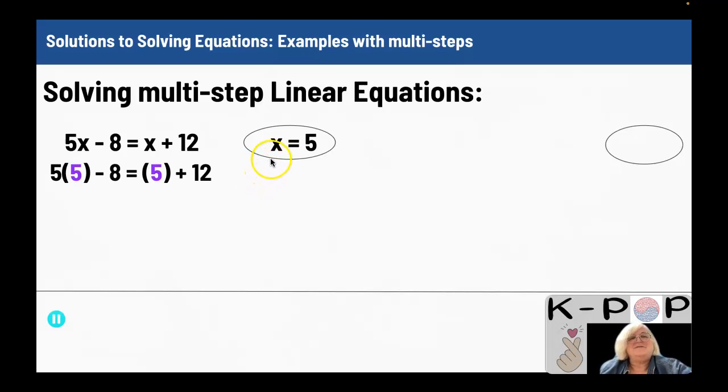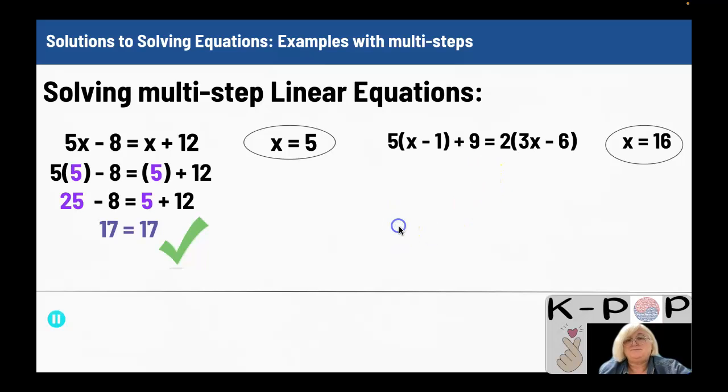Okay, I plug in the 5 into the x, and I have 5 times 5 minus 8 equals 5 plus 12. 5 times 5 is 25, 25 minus 8 equals 5 plus 12. So 25 minus 8 is 17, and 5 plus 12 is 17, so 17 equals 17 is a true statement, so my answer was correct.